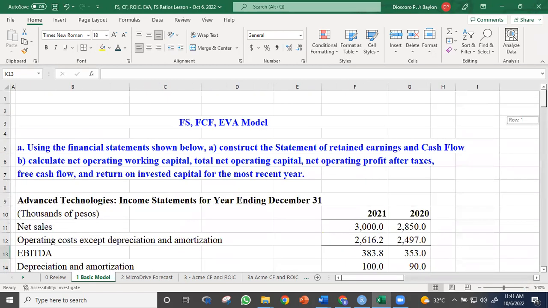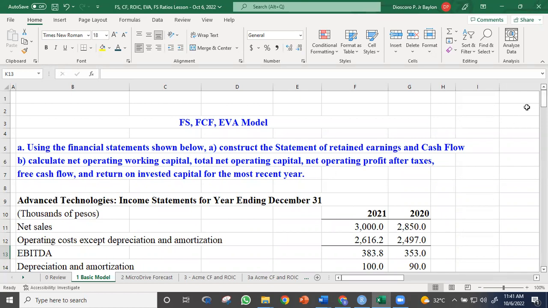All right, so we have this company, the name of the company is Advanced Technologies. We're given the financial statements below, and we're asked to construct the statement of retained earnings and the cash flow statement. We're also tasked to calculate the net operating working capital, total net operating capital, NOPAT, net operating profit after tax, free cash flow, and ROIC for the most recent year.